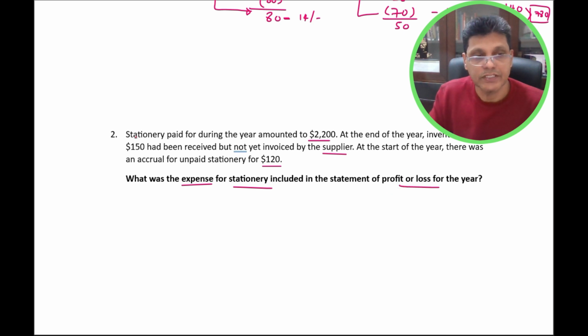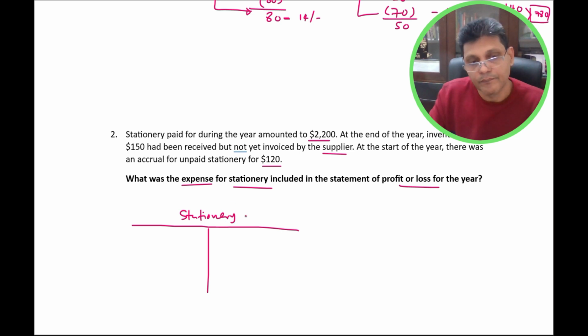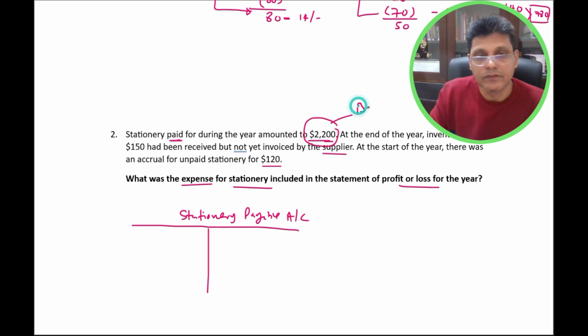Now if you take the stationery expense accrued account, this is the T account, the stationery payable account. What they are saying is stationery paid during the year amounted to 2,200. So when you pay, you credit the bank account and debit the stationery account. Here the bank account will be credited and the expense payable account will be debited.